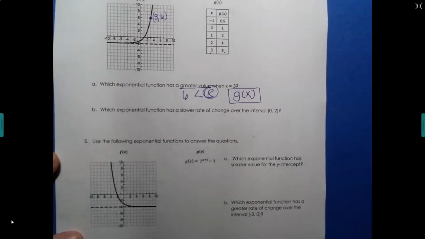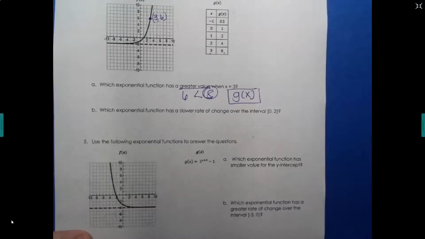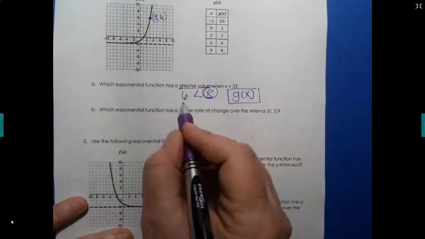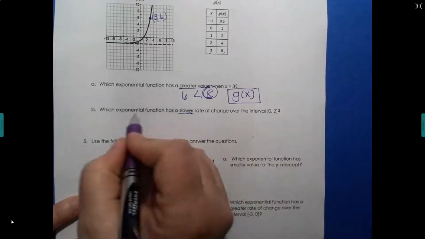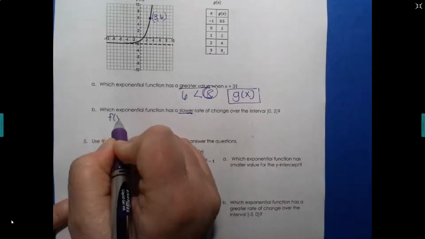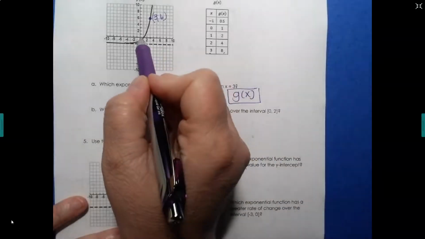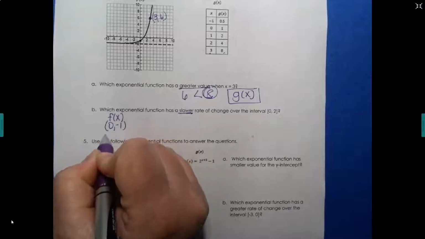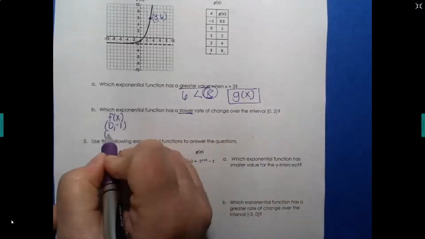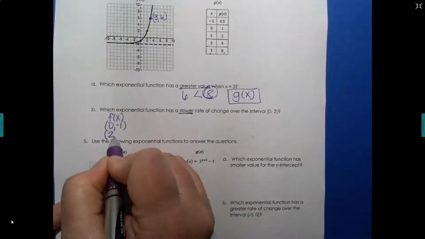And it can change. It depends on which particular x value I'm asking about. Let's look at B. Which exponential function has a slower rate of change over the interval 0, 2? So this is going to be the lower number, really, is what it's asking. So if we're talking about f of x, if x is 0, y is going to be negative 1 to be on the graph. And if x is 2, y is going to be 2 to be on the graph.